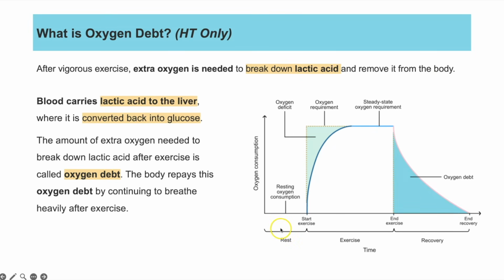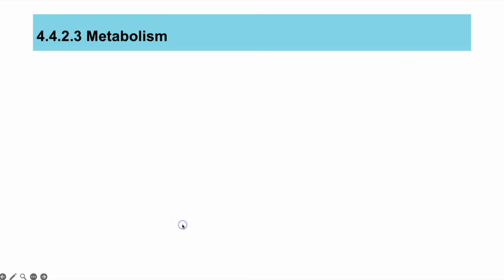And that's what we can see here in the graph. At rest, we can see the oxygen consumption is lower. You start exercising and the oxygen consumption is increasing. It then reaches the maximum that you're able to consume. After exercise, this bit here is the oxygen debt, the extra oxygen that is required to break down the lactic acid, and then at this point you've recovered and gone back to your at-rest state.